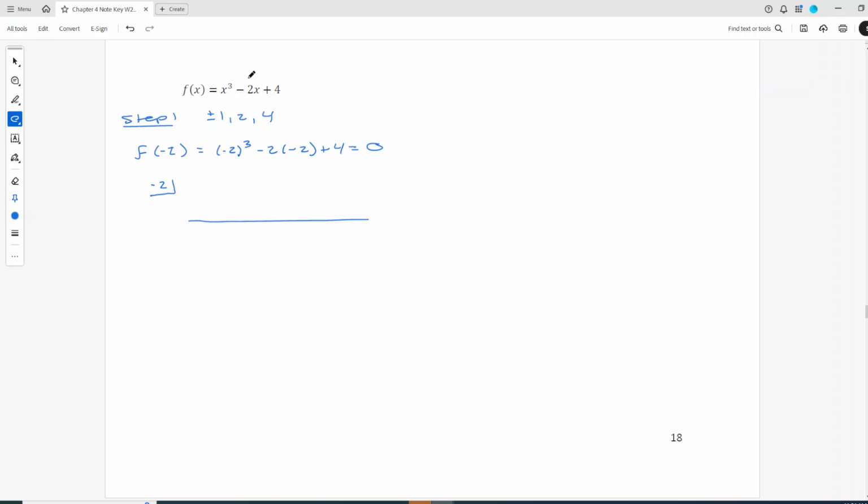I'm going to pull off my coefficients. Notice that I'm missing the 0x squared term. So I'm going to go 1, 0, negative 2, 4. And then I'm going to pull down. So I've got a 1, I've got a negative 2, I've got a 4. It adds to give me 2. I'm going to multiply, and I'm going to add.